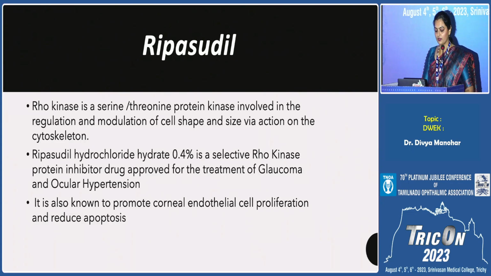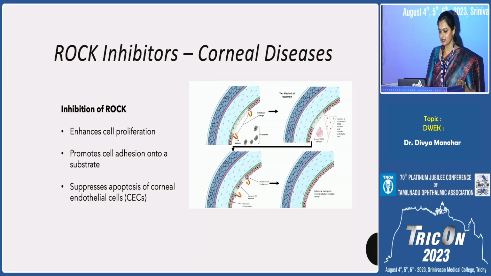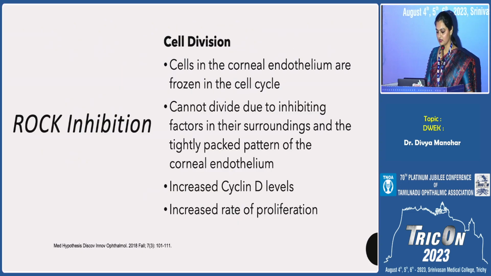So it regulates and modulates the cell shape and size through the action on the cytoskeleton. It is 0.4%, which is commercially available. It is mainly used in the treatment of glaucoma and ocular hypertension, and also has off-label use for corneal endothelial cell proliferation, and it also reduces apoptosis. Basically it promotes cell proliferation and cell adhesion onto a substrate, and also suppresses apoptosis. So this is why we use ROCK inhibitors.